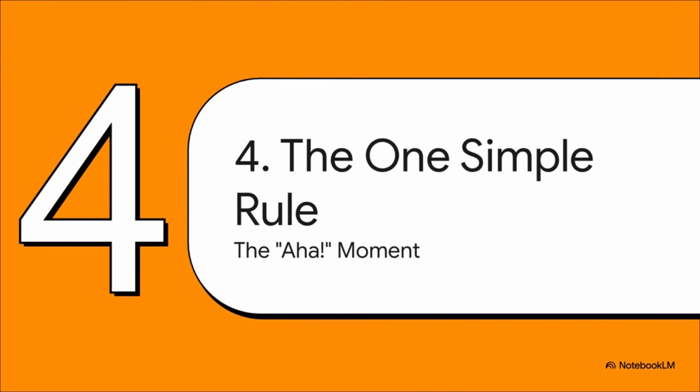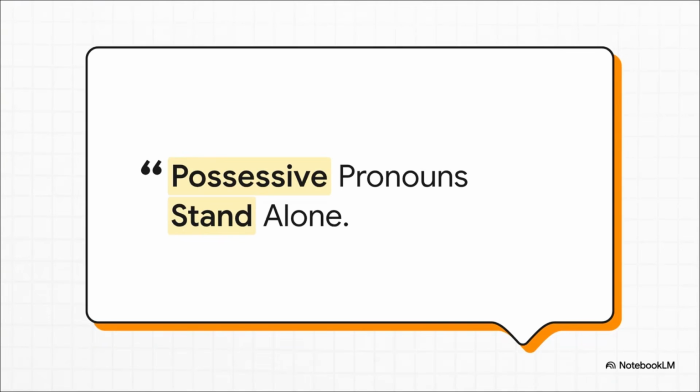So you're probably thinking, okay, how do I remember this forever? Well, the good news is you don't have to memorize a bunch of boring sentence structures. It all boils down to one simple, beautiful rule. This is it, folks, the big aha moment. Here it is, the golden rule. Possessive pronouns stand alone. Seriously, if you walk away with only one thing from this whole explainer, make it this. They're independent. They don't need a noun to hold their hand. They're strong enough on their own.